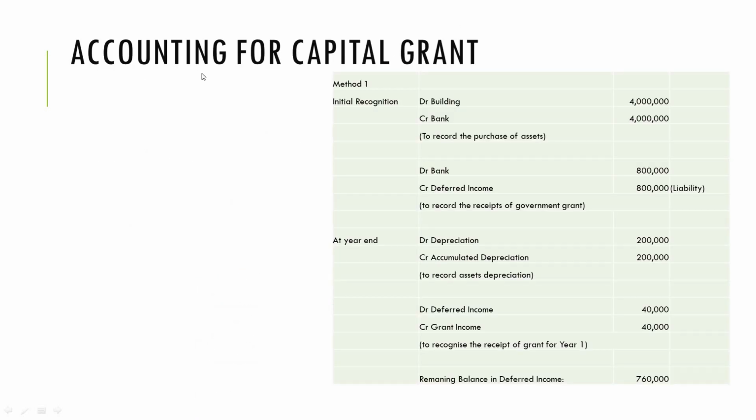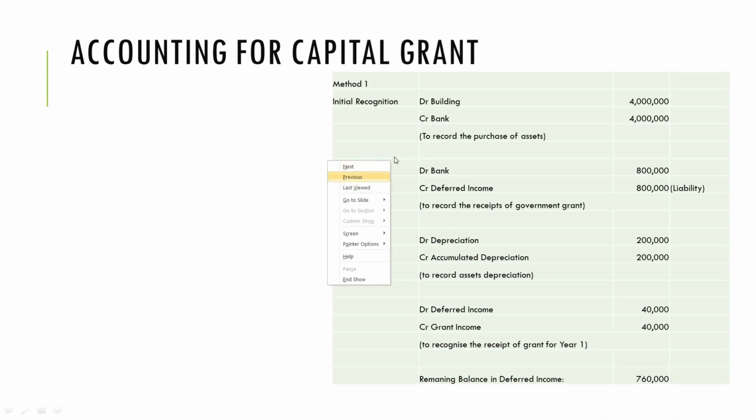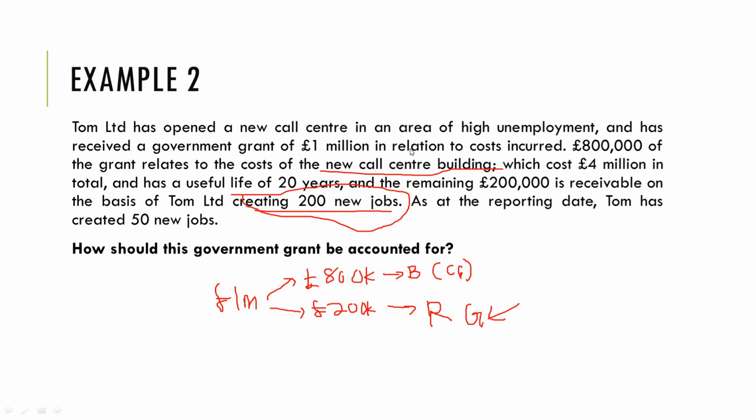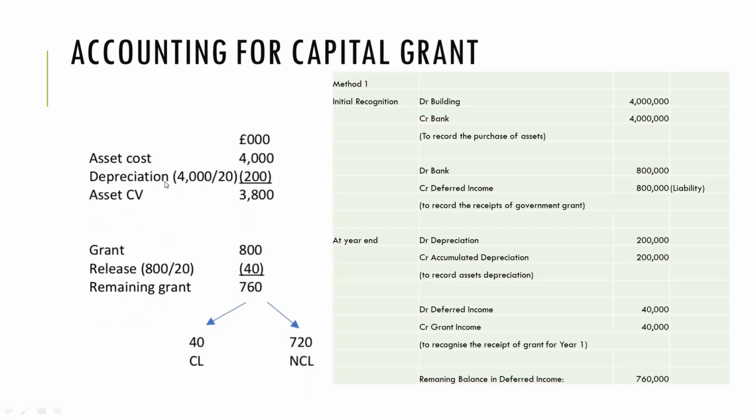Alright, so first let us recognize the capital grant of 800,000. So again, the asset cost is 4 million. So if you see from this question, here, it says that the cost of the building is 4 million. So this is the cost of the asset. The cost is 4 million. And then the depreciation is 200,000. Why? Because you have to divide by the useful life of 20 years. So the asset carrying value for the first year would be 3.8 million.